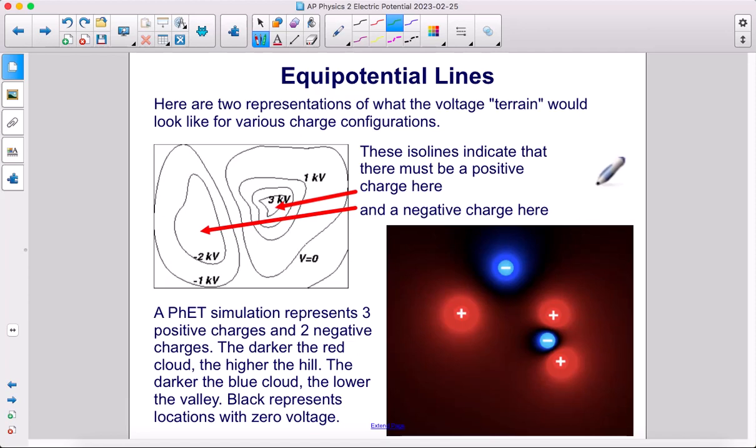Here are two representations of what the voltage terrain would look like for various charge configurations. So here, these isolines indicate that there must be a positive charge here, since these are positive values for voltage. A negative charge must be somewhere over here, because these are negative voltages. A PhET simulation represents 3 positive charges and 2 negative charges. So the darker the red cloud, the higher the hill. The darker the blue cloud, the lower the valley, where black represents locations with 0 voltage.